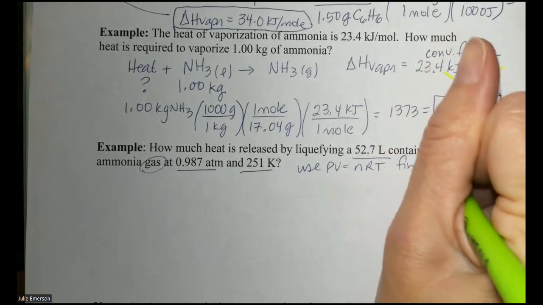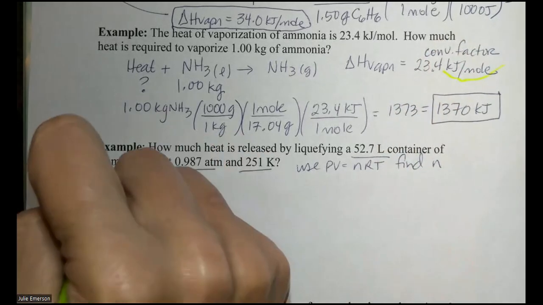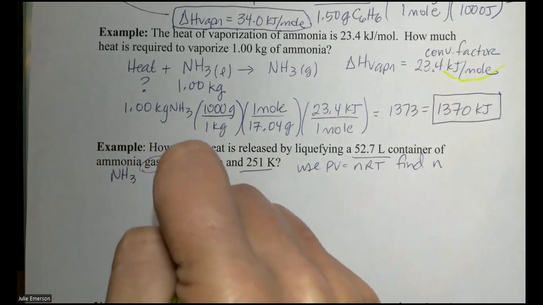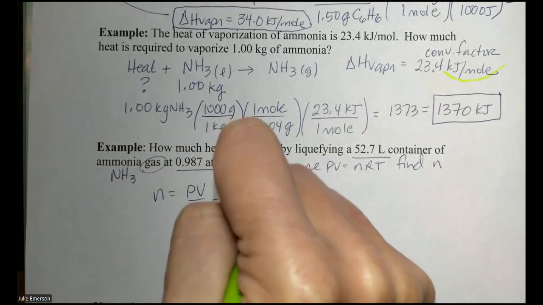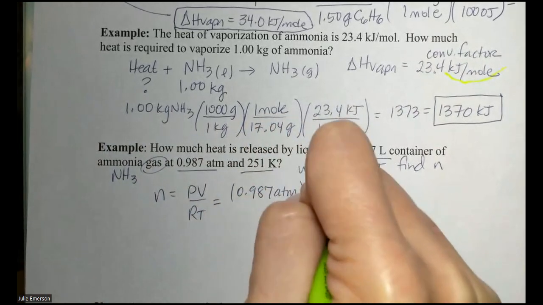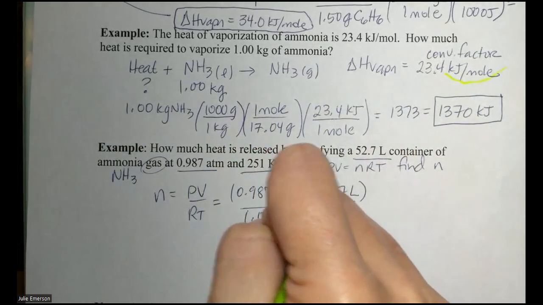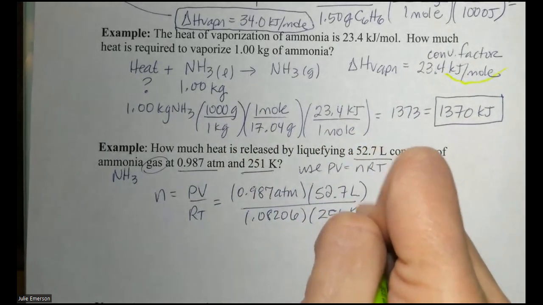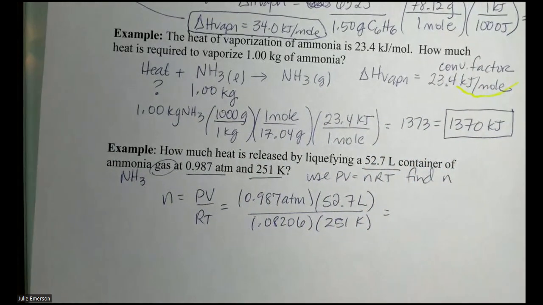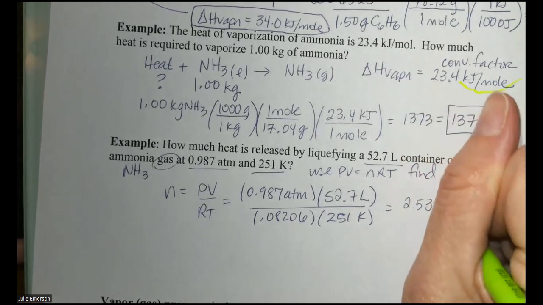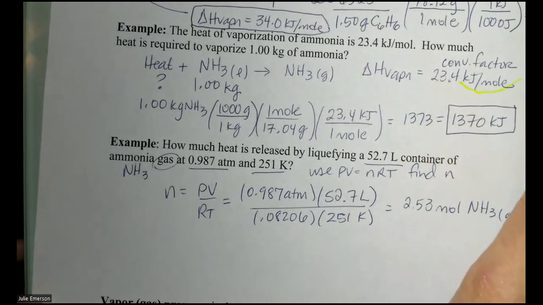And what we're going to do is first, we're going to find n. So I'm still looking at the ammonia. And if I want to find n, that would be PV divided by RT, pressure 0.987, the volume of 52.7 liters, R 0.08206, temperature 251. All right, so I'll take my 0.987, multiply it by 52.7, divide by 0.08206, and then also divide by 251. So I have about 2.5 moles of ammonia, but this is gas.